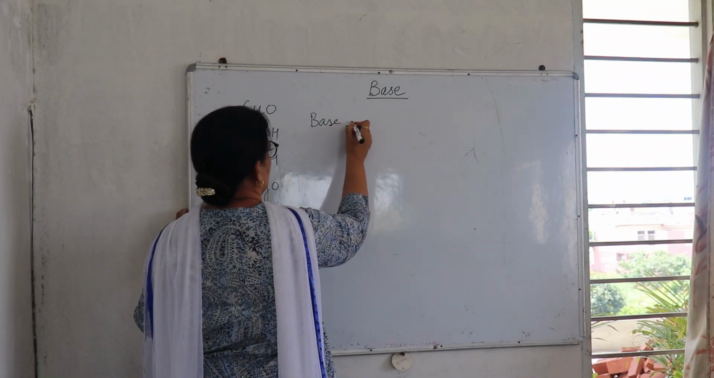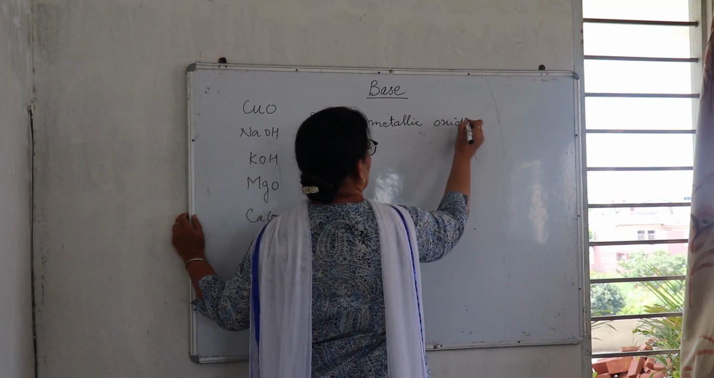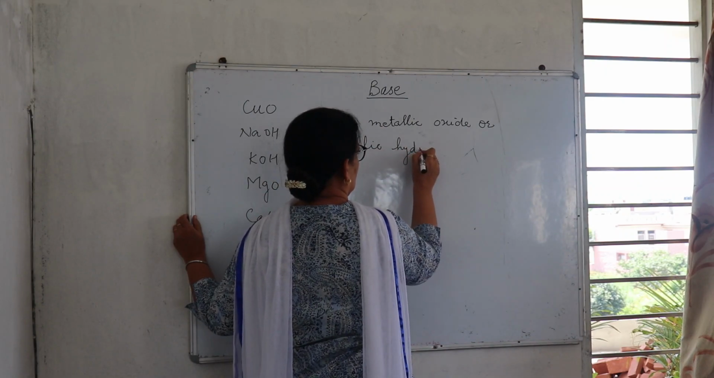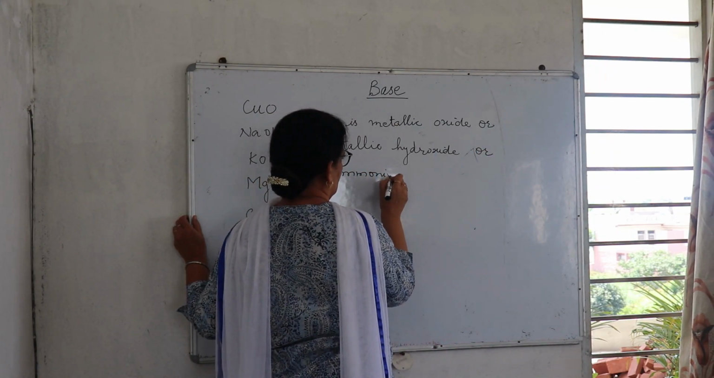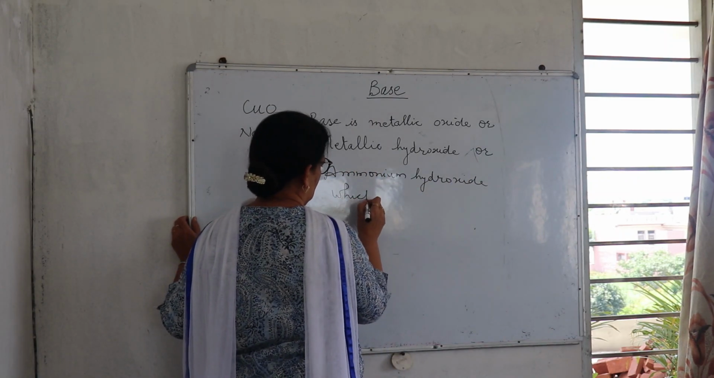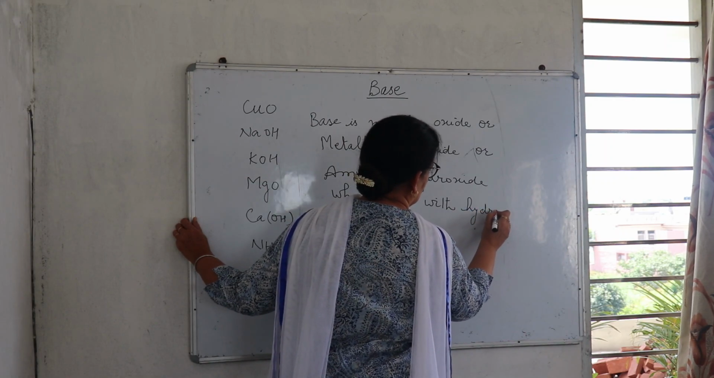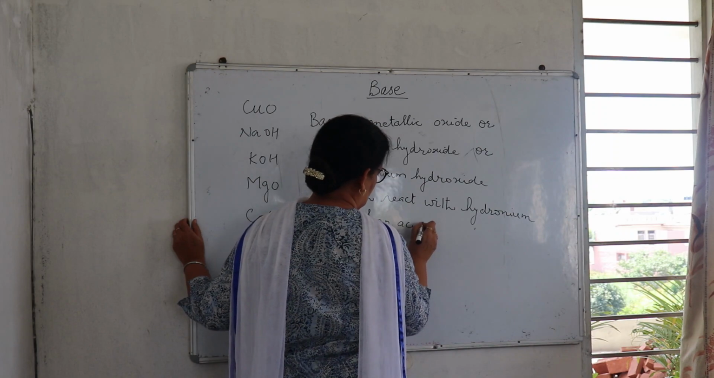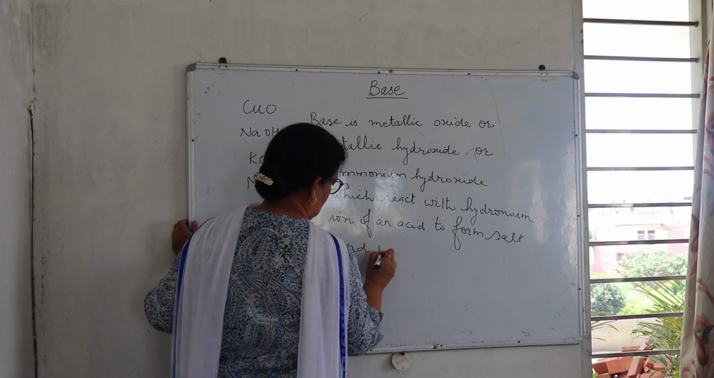Base is a metallic oxide or metallic hydroxide or ammonium hydroxide which reacts with the hydronium ion of an acid to form salt and water only.